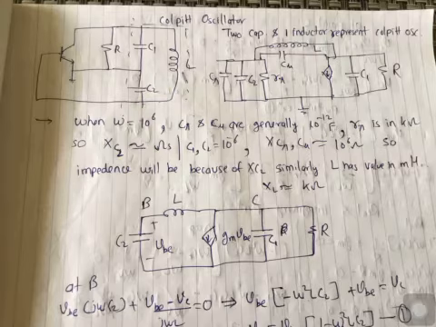In the Colpitts oscillator, this is the circuit, at the top left side. Two capacitors and one inductor represent the circuit of the Colpitts oscillator. Sometimes it is easy to remember that two capacitors means Colpitts, and two inductors means Hartley. So this is the circuit of the Colpitts oscillator.